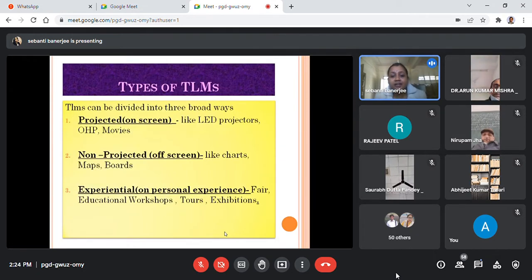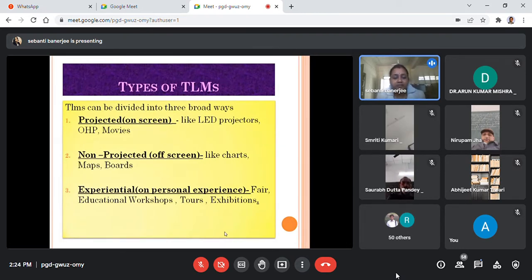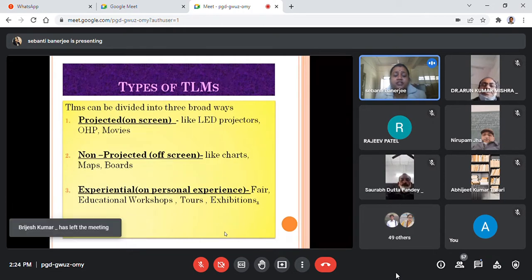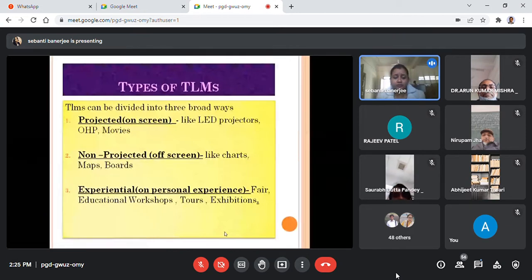Now we have subdivided the TLMs into three broad ways. The first part is projected ones, the TLMs which can be projected on a screen. For example, LEDs, projectors, OHP sheets, and movies. The non-projected ones cannot be projected on a screen. For example, charts, maps, boards, chalk duster, books, these traditional TLMs all come under the non-projected ones. And the last one is experiential.